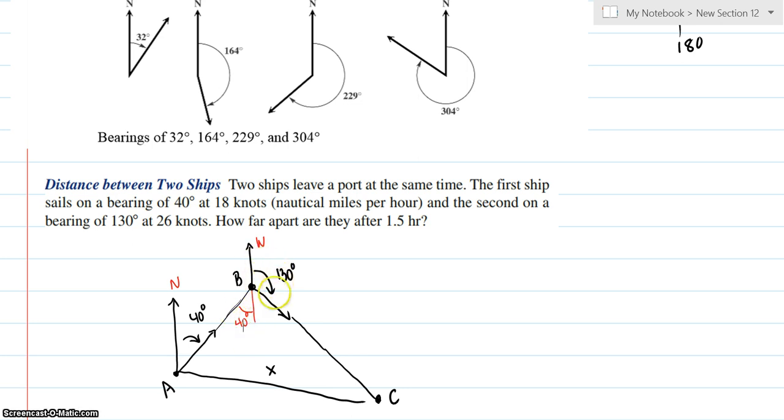So we know this whole thing from there to there, that's a straight line, so that's 180. So this angle right here has to be 180 minus 130, which is 50 degrees. Great. That one looked like our 90 degrees, and we just proved indeed it was.